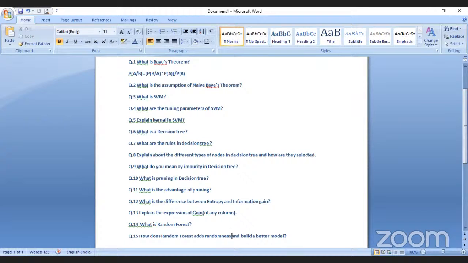So this results in a wide diversity, which generally results in a better model. Additional randomness can be added by using random thresholds. So we can use random thresholds for adding more randomness to the data, for each feature, rather than searching for the best possible thresholds like a normal decision tree does. So that is how random forest adds randomness and builds a better model than a decision tree.